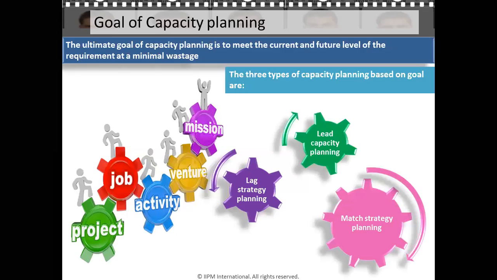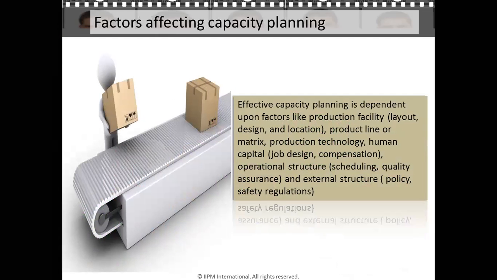Goal of capacity planning. The ultimate goal of capacity planning is to meet the current and future level of requirement at minimal wastage. The 3 types of capacity planning based on goals are: we have the effective capacity planning, which is dependent upon factors like production facility, like layout, design, and location. They will have product line or matrix production technology, human capacity, like job design, compensation, then operational structures like scheduling, quality assurance, and external structures. So I have effective capacity planning.